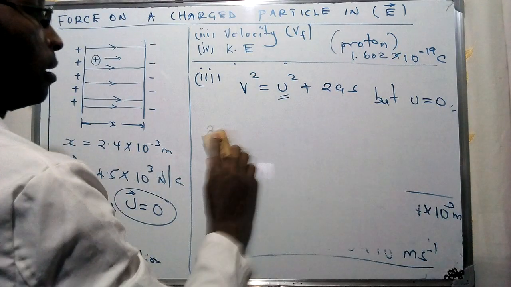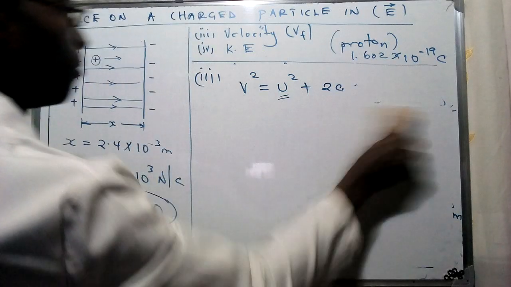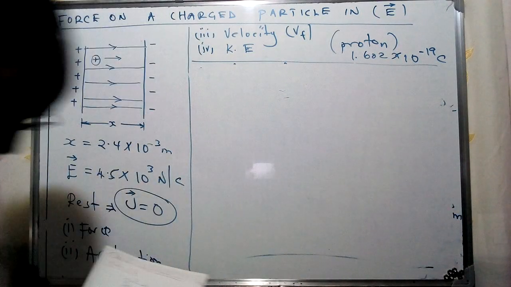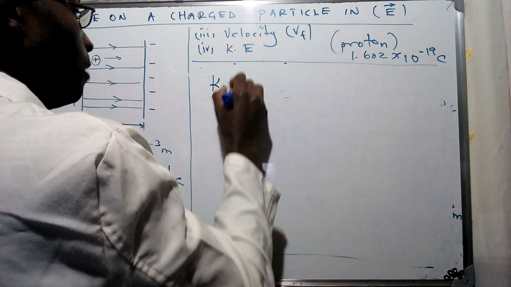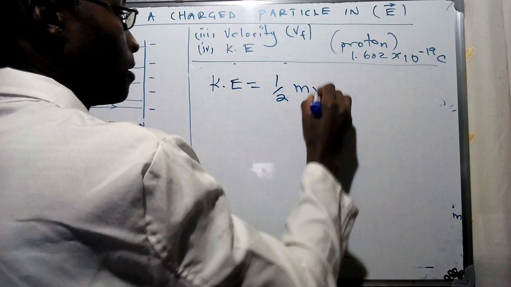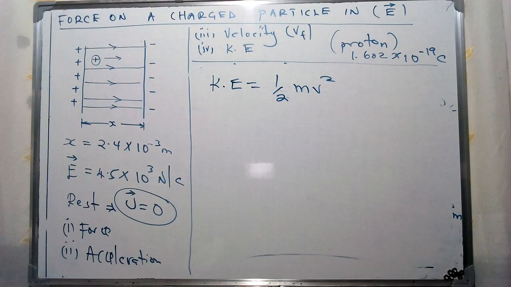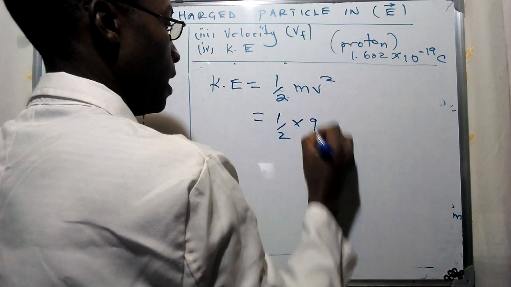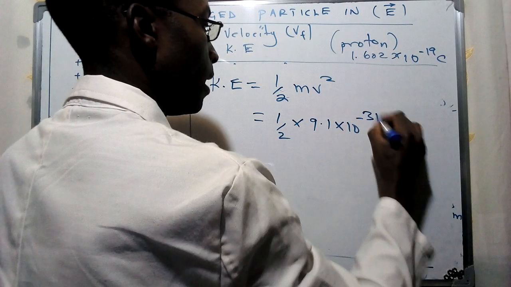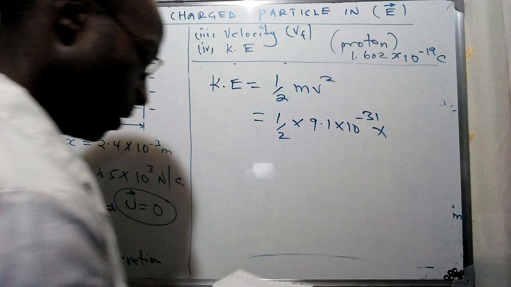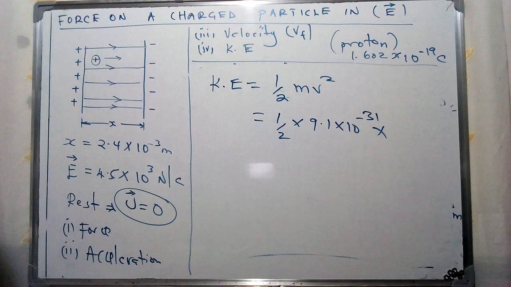And lastly, we're going to look at the last part, which requires us to find the kinetic energy with which this proton is going to strike the negative plate. From classical mechanics, we find kinetic energy as half the product of mass and the square of velocity. We can evaluate it by doing a direct substitution, which is half times the mass of this proton, 9.1 times 10 negative 31, times the square of velocity, which we evaluated in our last discussion.